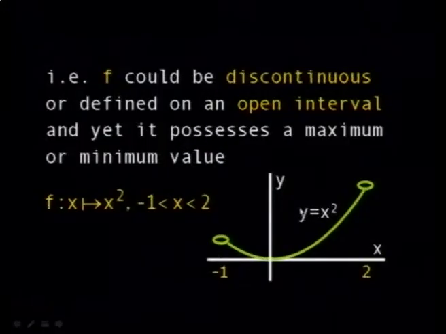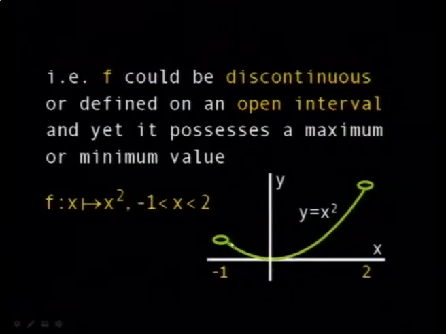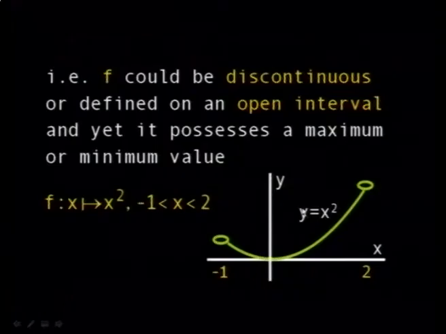For example, this function here, y equals x squared, which is defined on the open interval from -1 to 2, has a global minimum at the point x equal to 0, and yet it is not continuous on a closed interval. On the contrary, it is defined on an open interval.